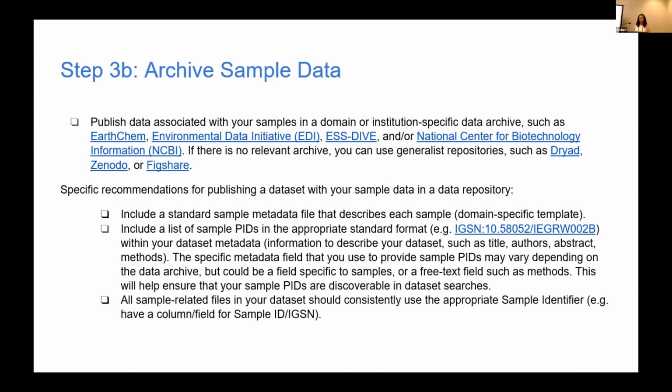And the reason we have this here is to help ensure that sample PIDs could be searchable when you're searching data sets, because most repositories don't enable search within data files. And so we want those PIDs to be in the data set metadata. Then all sample related files in your data set should consistently use the appropriate sample identifier, such as within a column or field for the sample ID or IGSN.